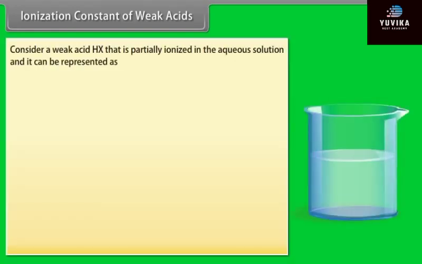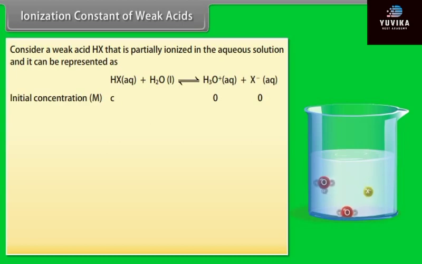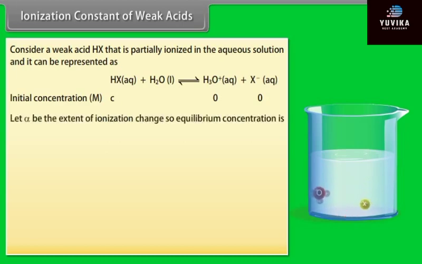Ionization constants of weak acids. Consider a weak acid HX that is partially ionized in the aqueous solution. Let the initial concentration of HX be C. Let alpha be the extent of ionization. So the equilibrium concentration of HX is C minus C alpha. The H3O plus equilibrium concentration is C alpha, and the X minus equilibrium concentration is C alpha.